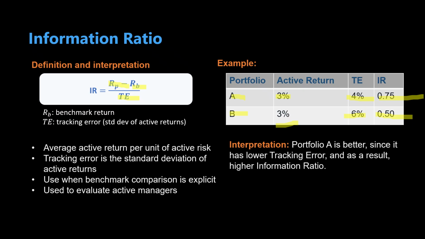The information ratio is a good measure whenever benchmark comparison is explicit and you want to evaluate how consistently a manager generates alpha. The higher the information ratio, the more reliable and skillful the active management. An IR above 0.5 is generally considered strong in practice. Use this ratio only for active managers, and it's not meaningful for passive strategies with no benchmark.